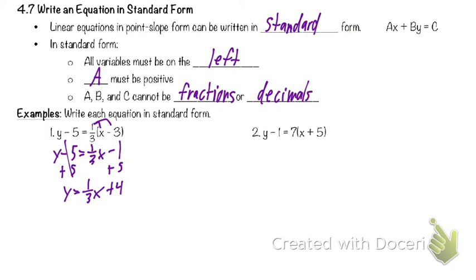AX plus BY equals C. We said we want all the variables on the left. Well, the y is on the left, but is the x on the left yet? No, so we need to move this to the left. How would I move a 1/3 x to the left? You're going to subtract 1/3 x from the right side, and then subtract it from the other side too. Very good. We're going to subtract the 1/3 x on both sides. Can we actually do a y minus a 1/3 x? No, but we can write it.